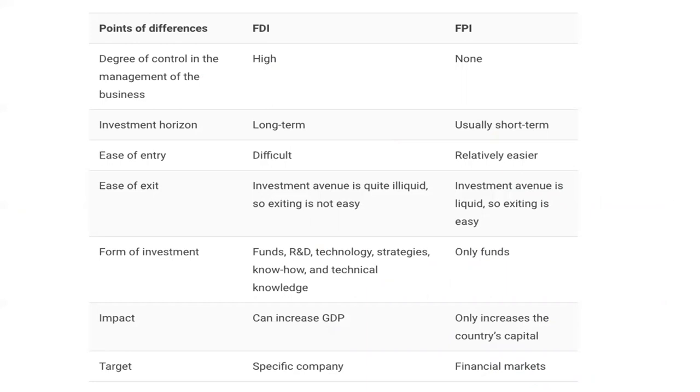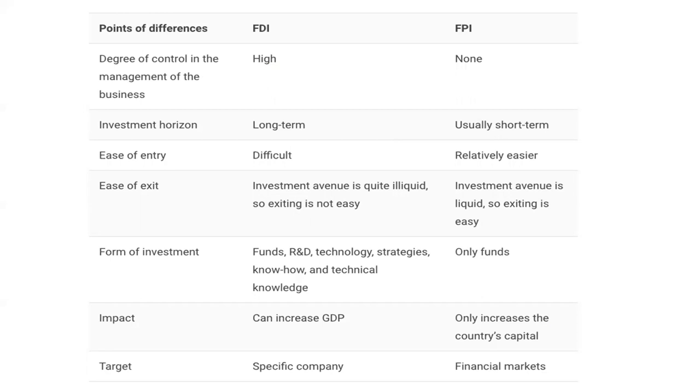Then term horizon: FDI will be for long term, and FPI will be for short term. We have seen entry and exit. Then the form of investment, we have already discussed this. Then what will be the impact of FDI? The GDP, the gross domestic product of the foreign country, can be increased by making foreign direct investment. And what will be the impact of foreign portfolio investment? It will only increase the country's capital. The country's capital can be increased by foreign portfolio investment.